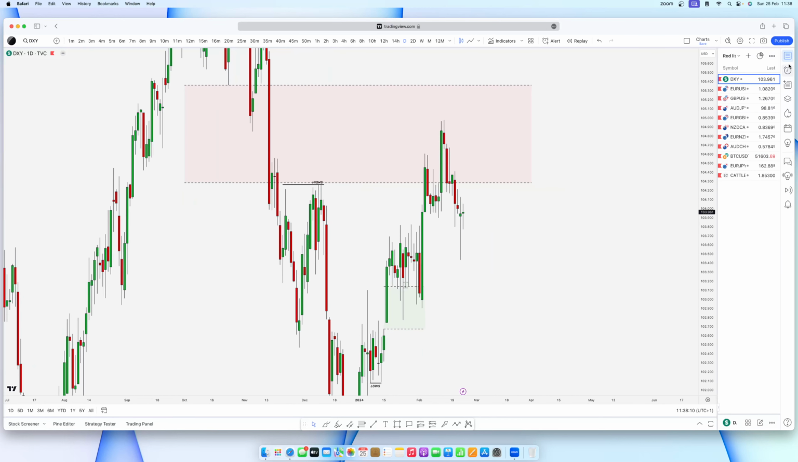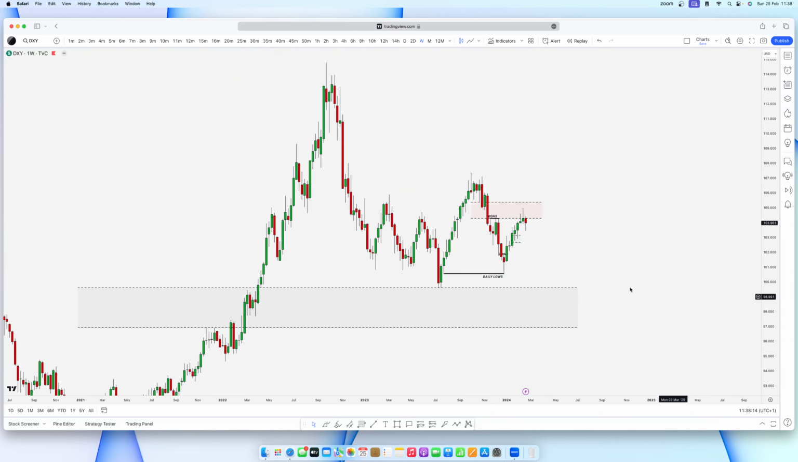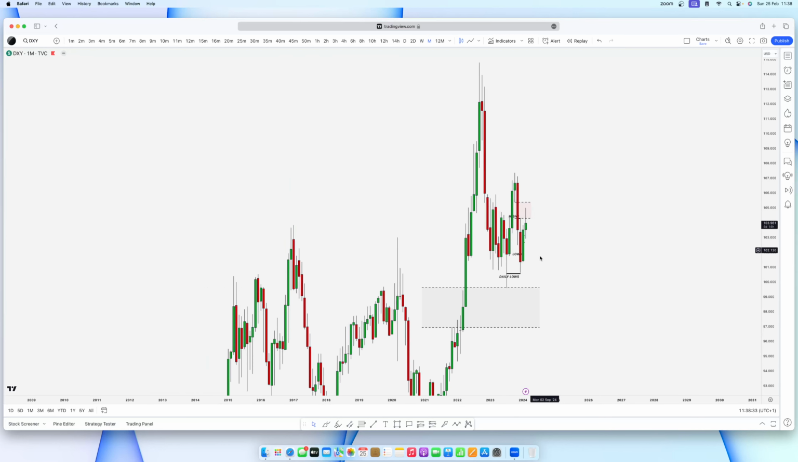But going to the weekly time frame, we can see that the weekly is in fact still bullish, right? The weekly is bullish, with higher high, higher low, and it's on its way to giving us a higher high on the weekly time frame. So I'm just open to see what's going to happen, right? Because weekly is bullish, monthly is bearish.